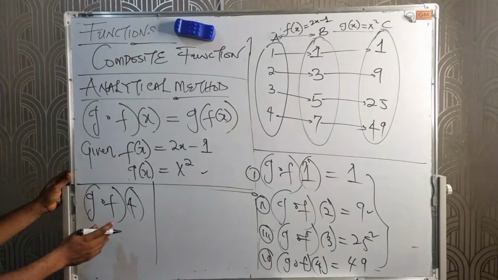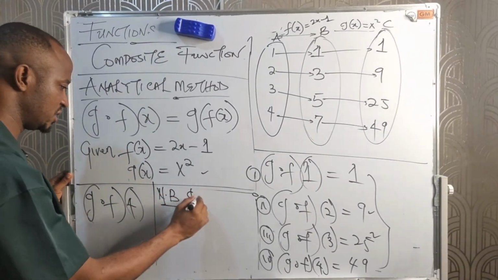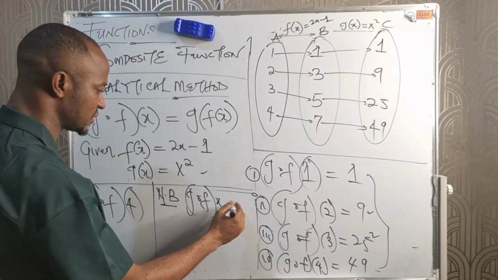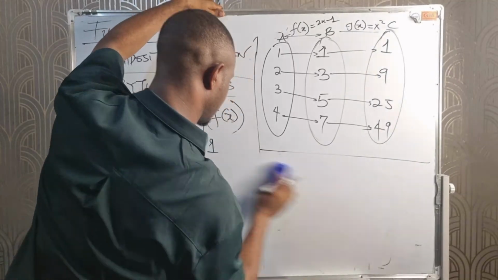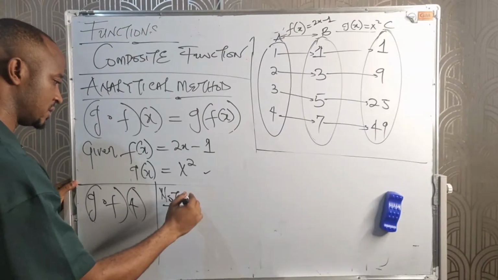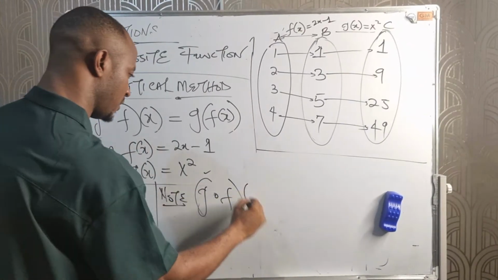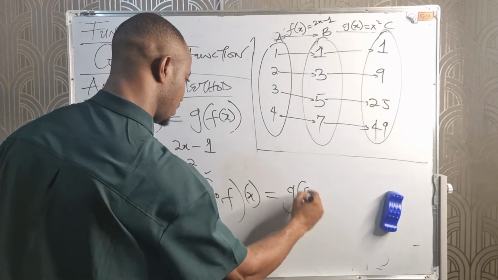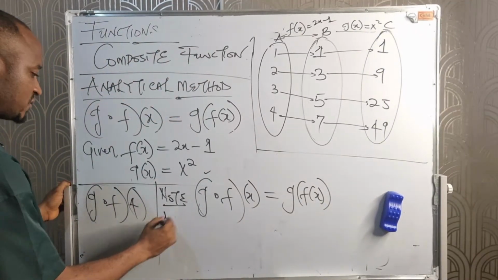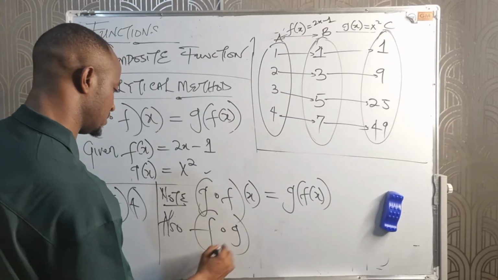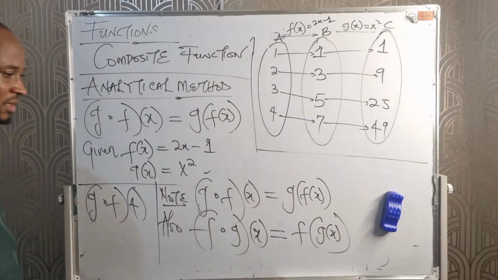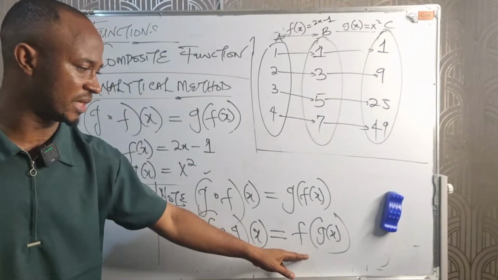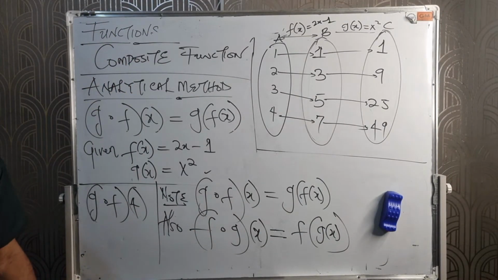Now, don't forget that if we are to find this, note that g of f of x is equal to g of f(x), right? Also, you have to note that f o g of x is also equal to f of g of x. So f o g x is equal to f of g of x. You have to take note of that. Very important. All right, under composite mapping function.